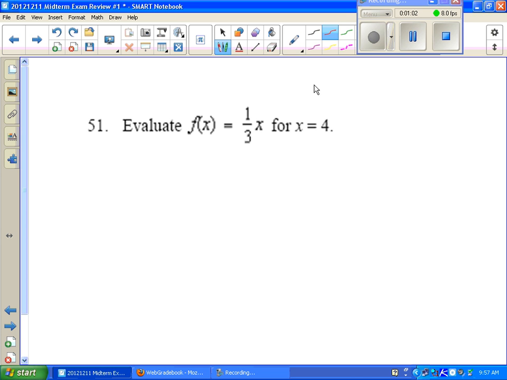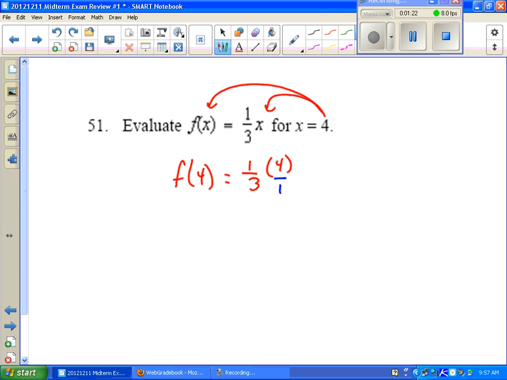Number 51, f of x equals 1/3 x for x equals 4. So again, any place you see x, plug in 4. So we'll plug it in there and there. So f of 4 equals 1/3 times 4. Okay. You have to know that everything's considered to be over 1.